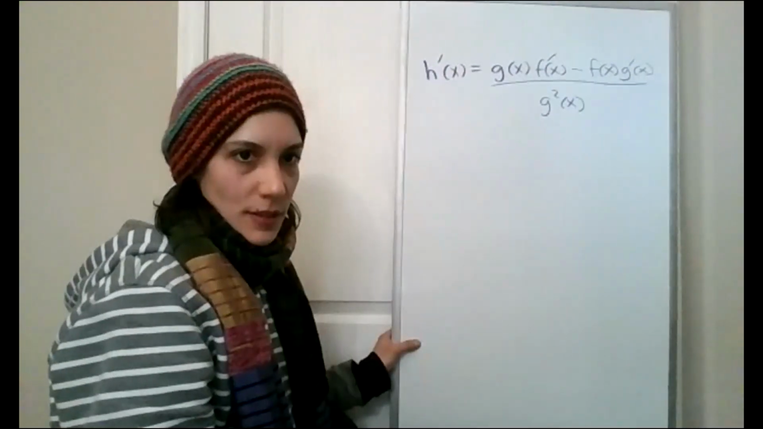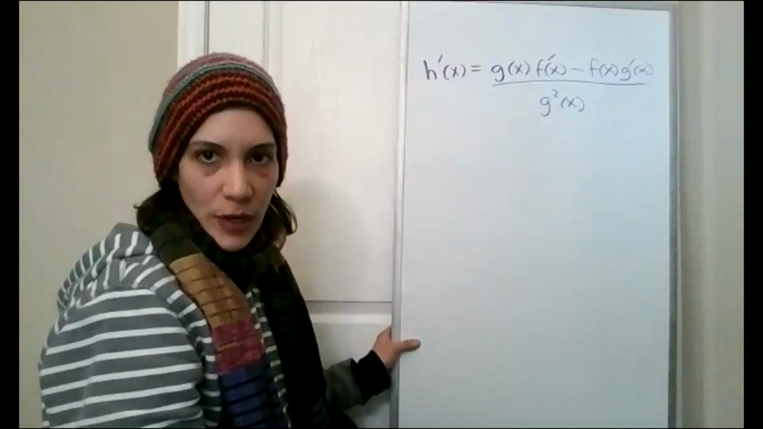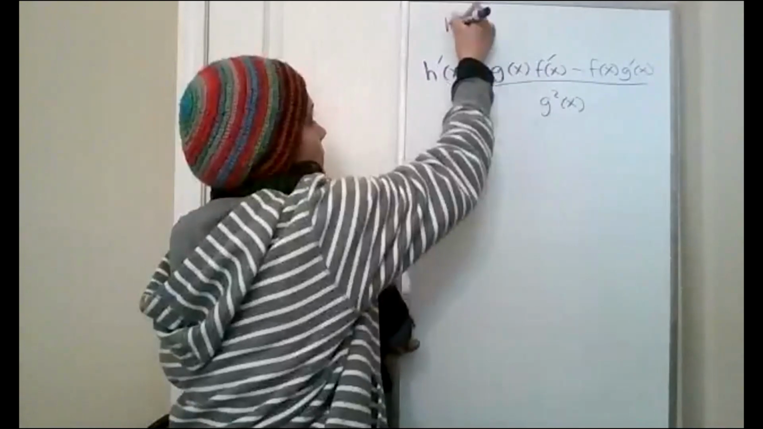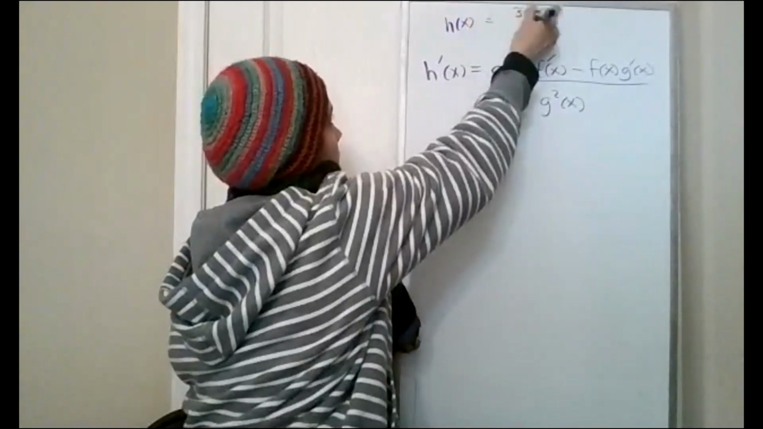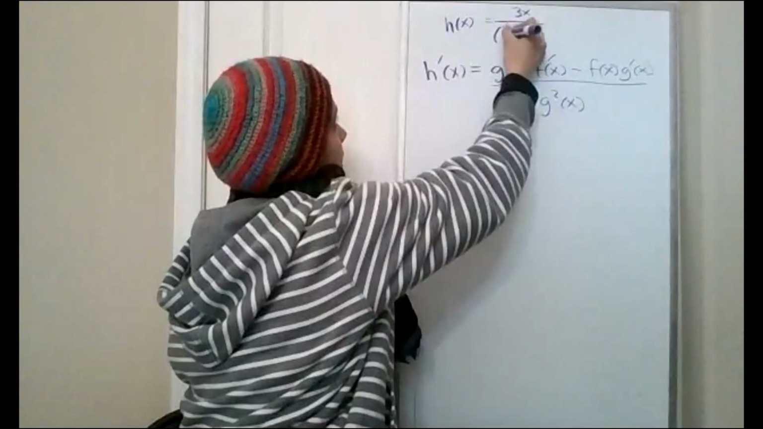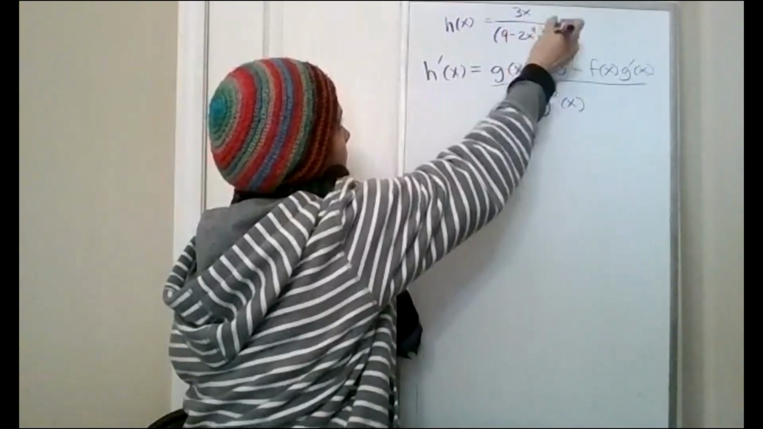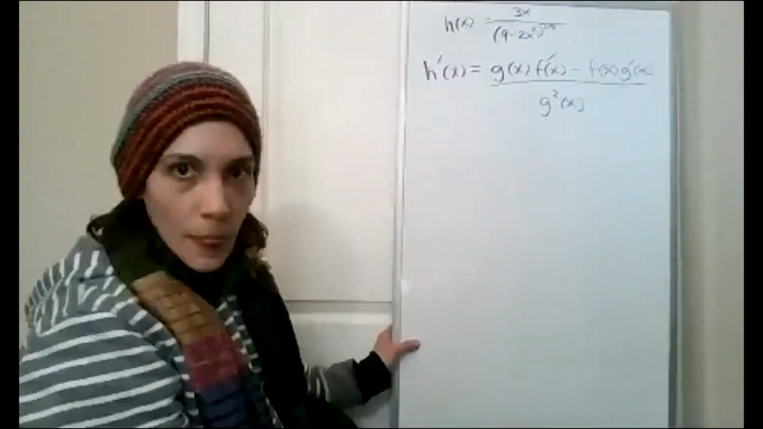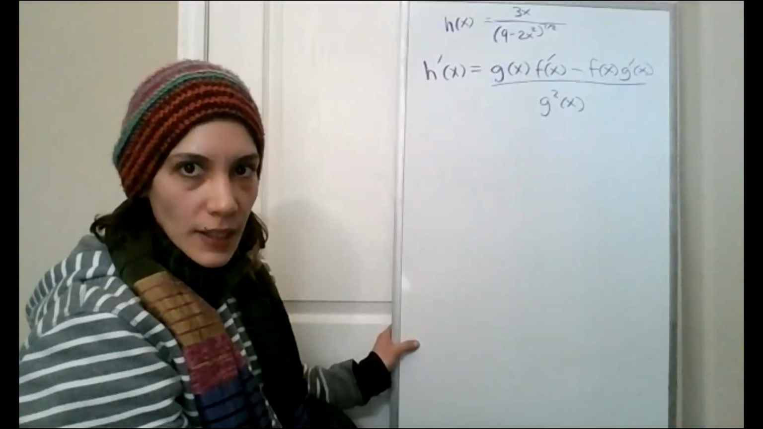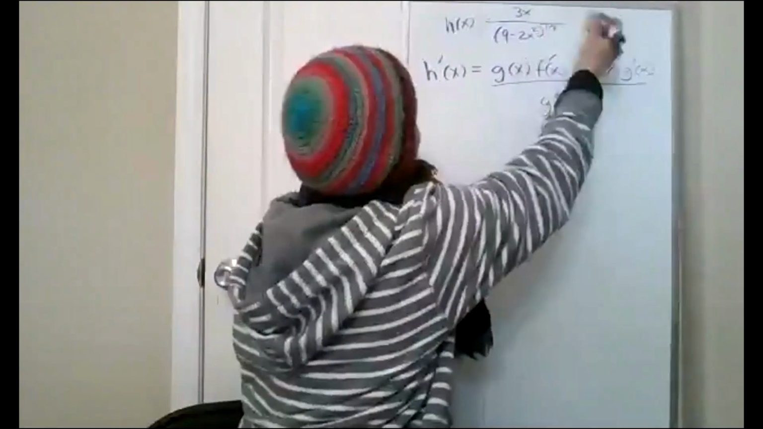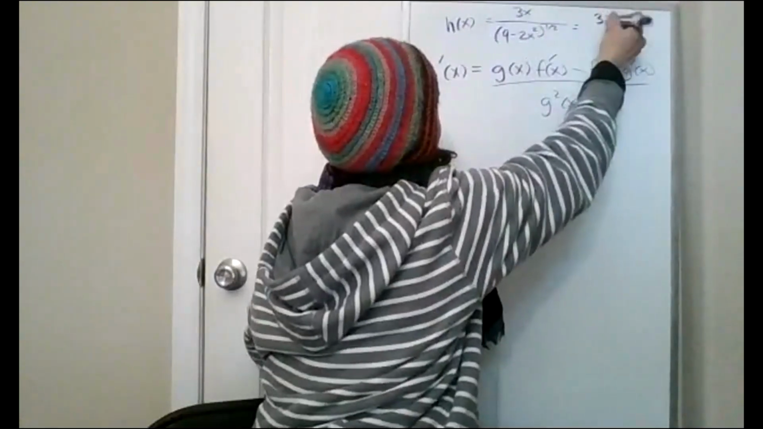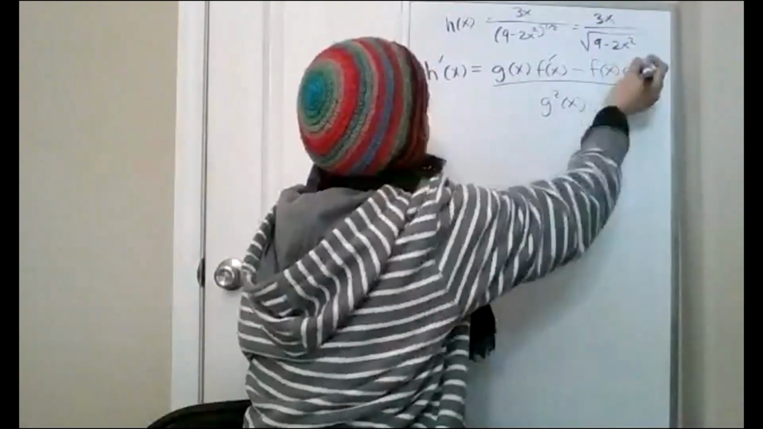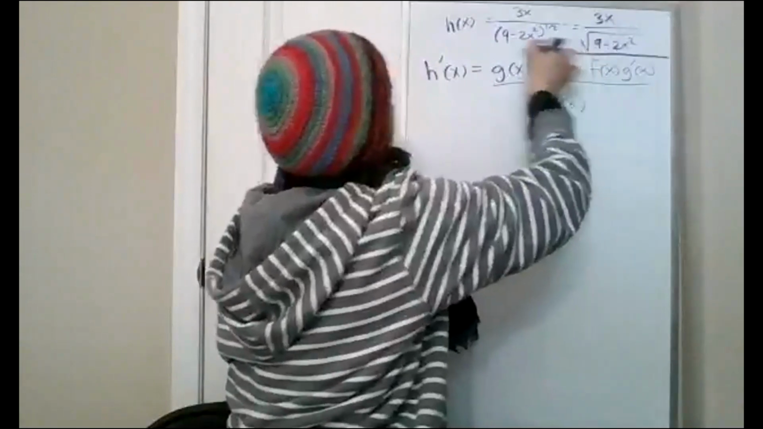Oh shoot. Just lost the problem. It's like 9 minus 2x squared. It's the square root of 9 minus 2x squared. Yeah. Okay. Thank you. All right.